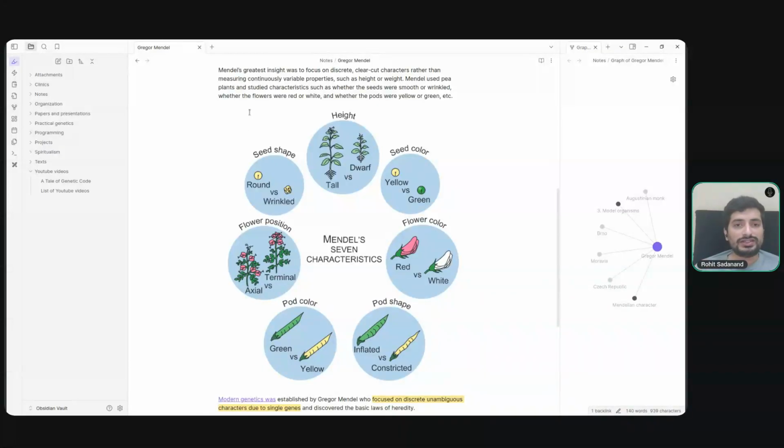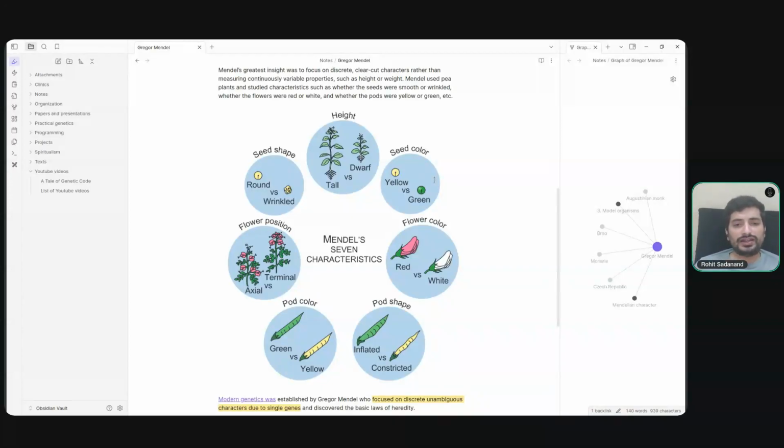For example, the seeds could either be round or they could be wrinkled. The plants could either be tall or they could be dwarf. The seed color could either be yellow or it could be green. So he selected these traits very intelligently, because the more confusion you bring to a study, the less inference you can make out of it, right?